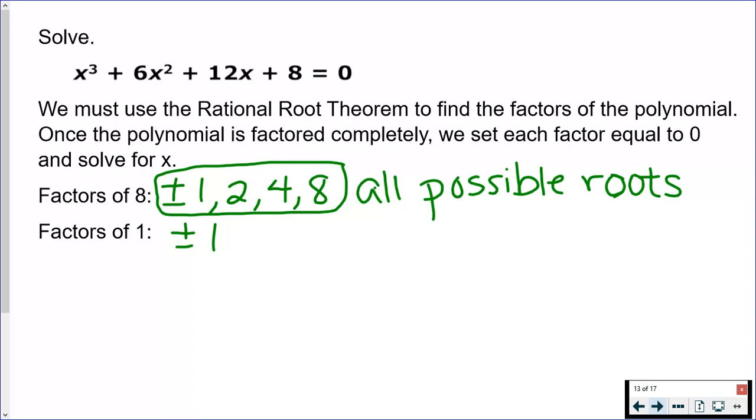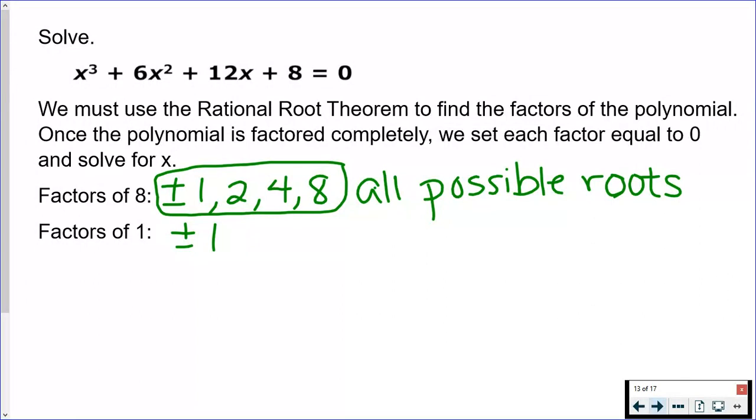So now what you're going to do is guess and check by just choosing numbers from this list, either positive or negative, and you're trying to get a remainder of 0 with synthetic division. So you can start with whatever number you want. I highly, highly recommend that you pause the video and try this yourself.